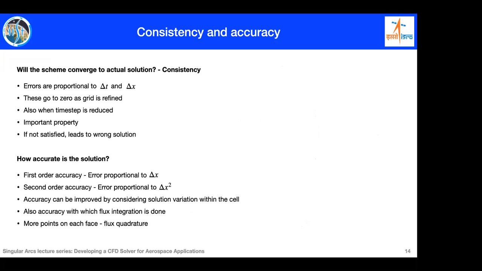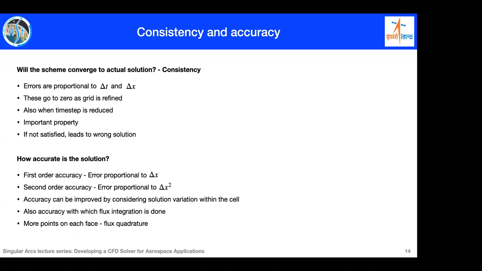So all these schemes will follow this, and it is an important property. If it is not satisfied, then the solution will be totally different. We are not actually solving the PDEs. Then the next question is: how accurate is the solution? All these schemes will compute flux, and when we compute flux and update, we will get a solution. So that order of accuracy is also very important.